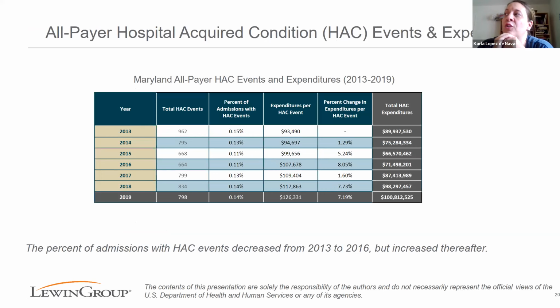We also measure hospital acquired conditions for the all-payer population. And again, you see fluctuations over time. The percent of admissions with HAC events decreased up until 2016, but then jumped back after 2016, and again we're close to 2013 numbers. And not surprisingly, expenditures per HAC event have continued to increase steadily over these years.